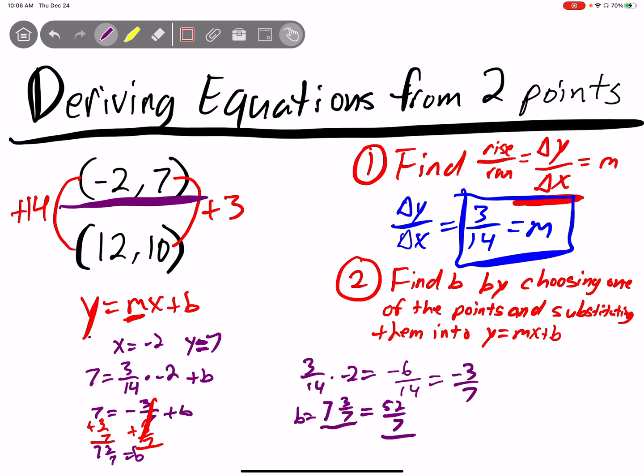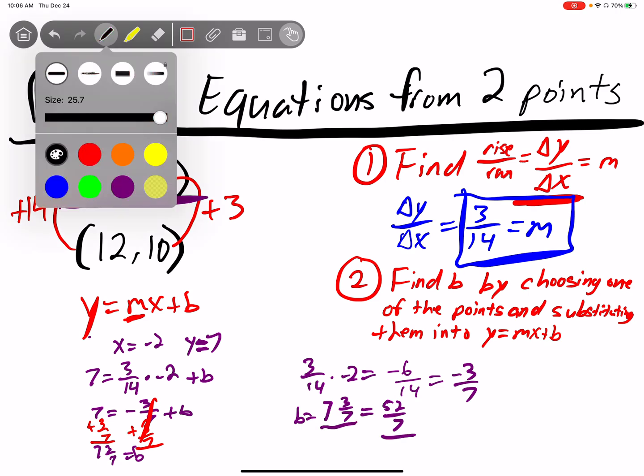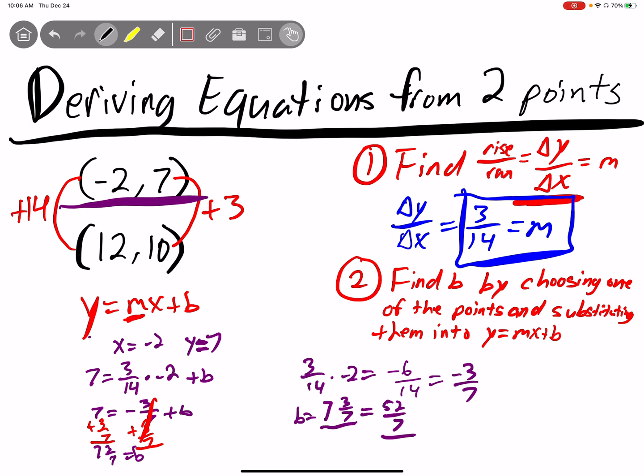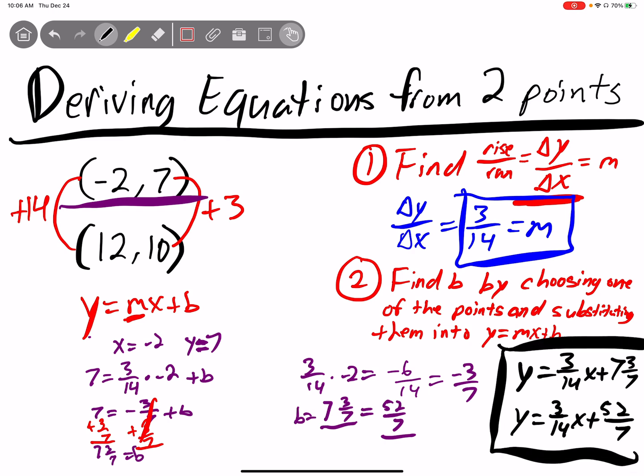Okay, doesn't matter which one I use. I have m and I have b. That's all I needed. So y equals 3/14 x plus 7 and 3/7, or y equals 3/14 x plus 52/7. Okay, either one of these work. They mean the same thing. Now, if I use 12, 10, I would have gotten the same exact answer. Okay, I would have gotten the same equivalent answer. And if you'd like to see that, I can do that as well.